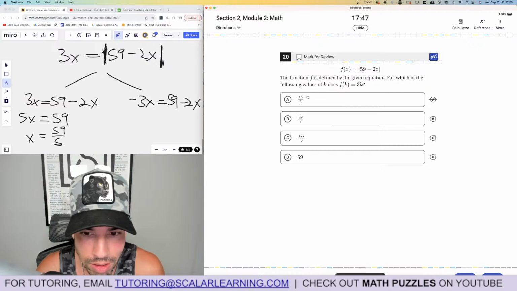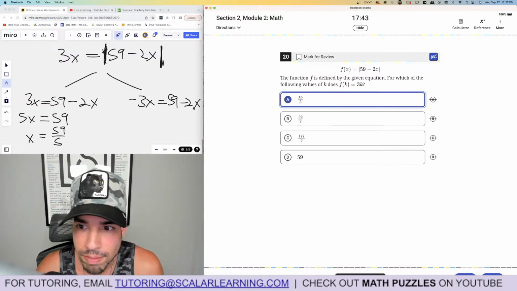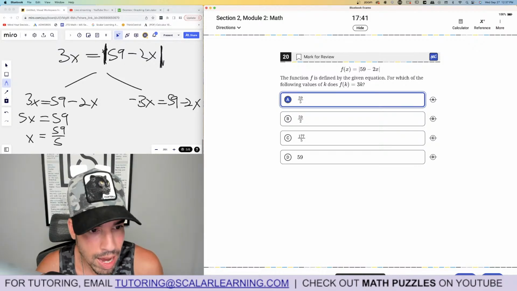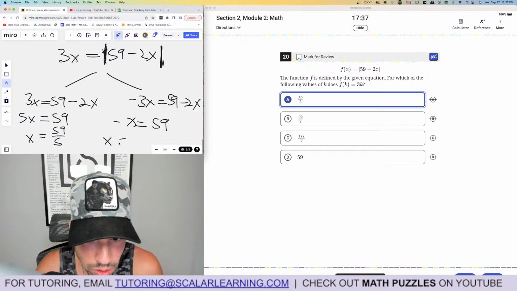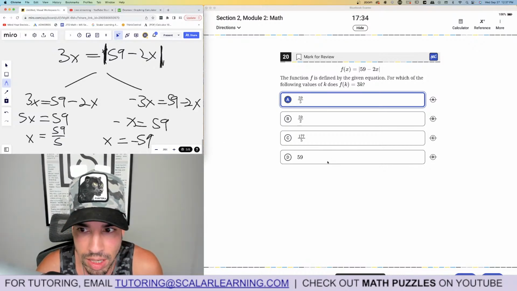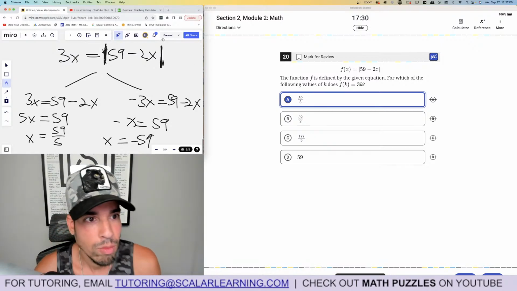Well, actually, that is the answer. But yeah, let's keep going. This one, I'm going to add 2x, and we get negative x equals 59, which means x equals negative 59. So they don't have negative 59 here. They only have this. And how can we verify it? Okay, we can go like this.